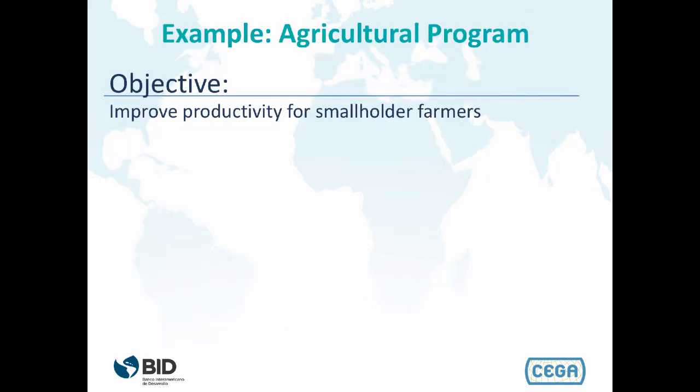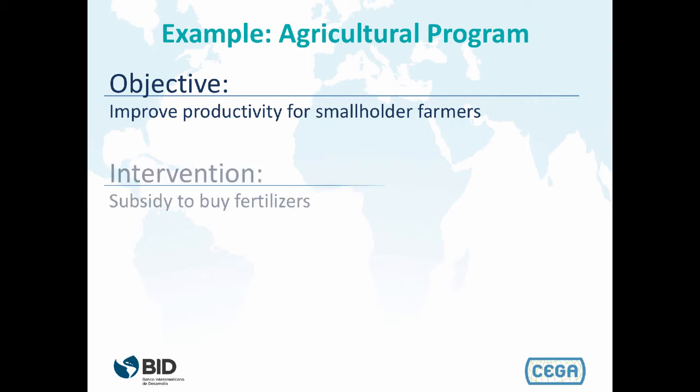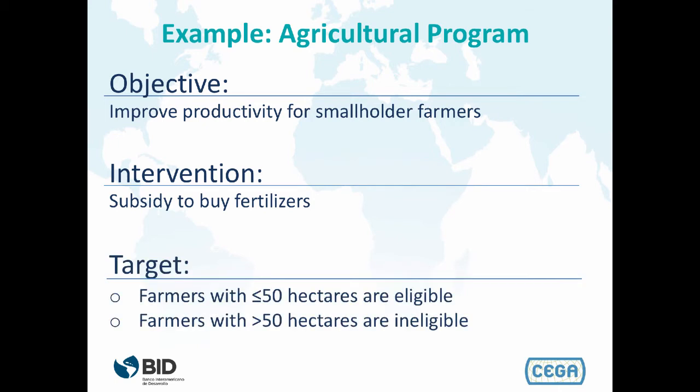Consider, for example, an agricultural program designed to improve the productivity for small farmers. The intervention is to buy subsidies for farmers. What we do is we target farmers less than 50 hectares of land, and we exclude large farmers that are bigger than 50 hectares of land. So our running variable here would be hectares of land, and the discontinuity occurs at 50. Below 50, farmers are eligible. Above 50, they're ineligible.